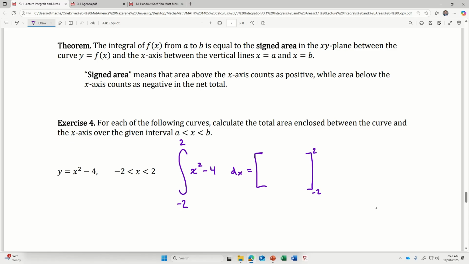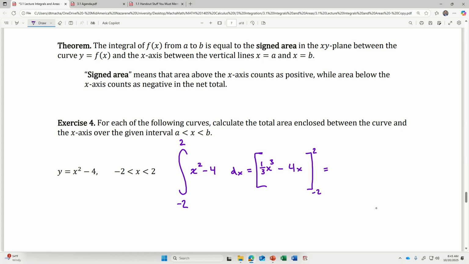So what's the antiderivative of x squared? 1/3 x cubed. And then what is the antiderivative of negative 4? 0? Negative 4? Oh, yeah. The derivative of 4 is 0. The antiderivative is negative 4x. Very good.